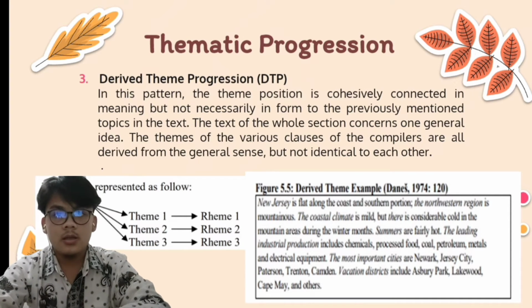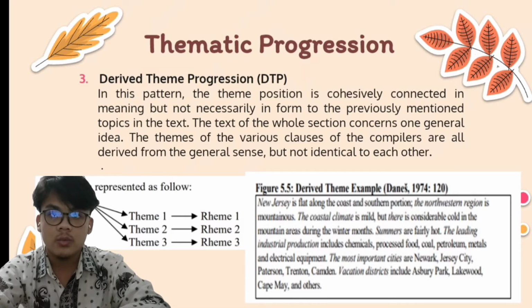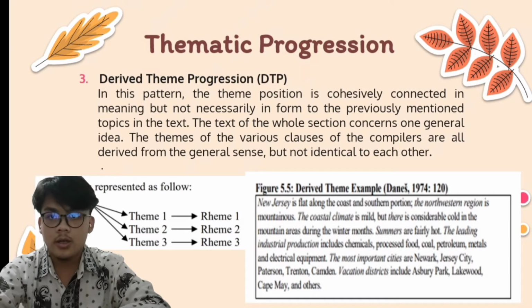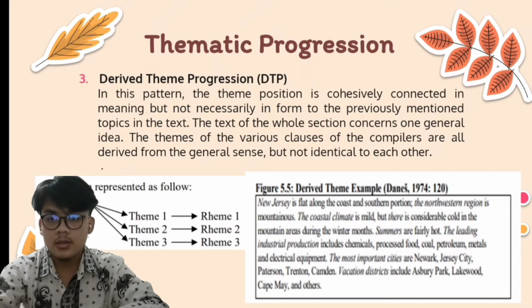And I have an example in here. New Jersey is flat along the coast and southern portion. The northwestern region is mountainous. The coastal climate is mild, but there is considerable cold in the mountain area during the winter months. Summers are fairly hot. The leading industrial production includes chemicals, processed food, coal, petroleum, metals, and electrical equipment. The most important cities are Newark, Jersey City, Paterson, Trenton, Camden, and the vacation districts include Asbury Park, Lake Hopatcong, Cape May, and others.